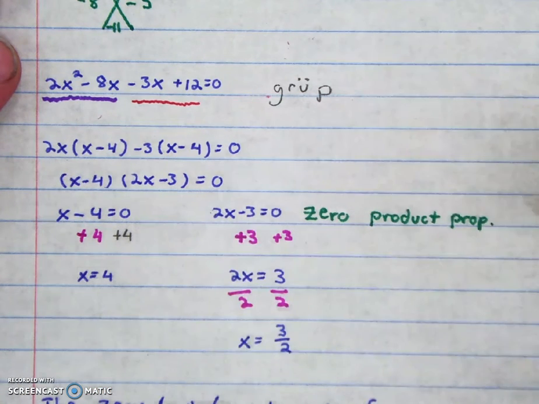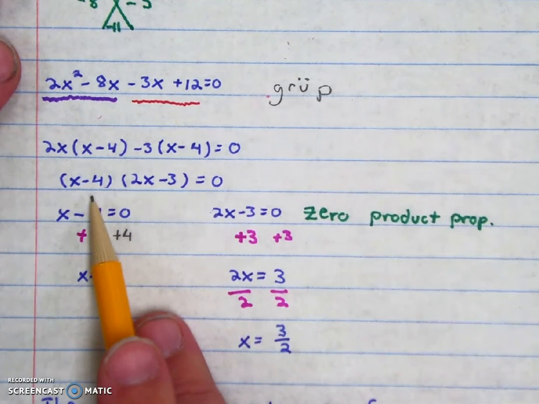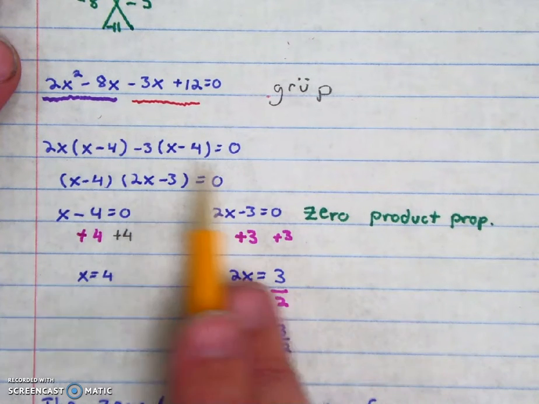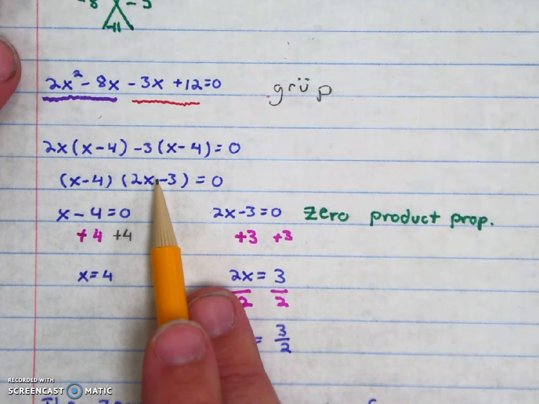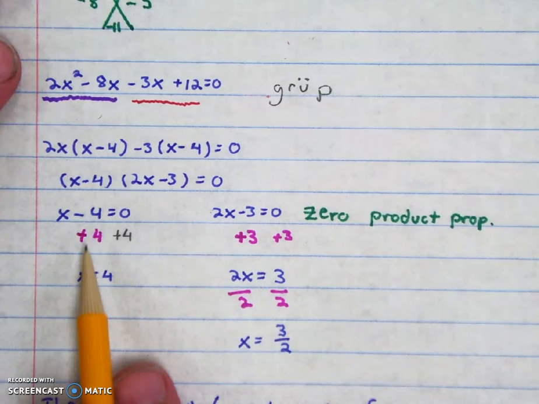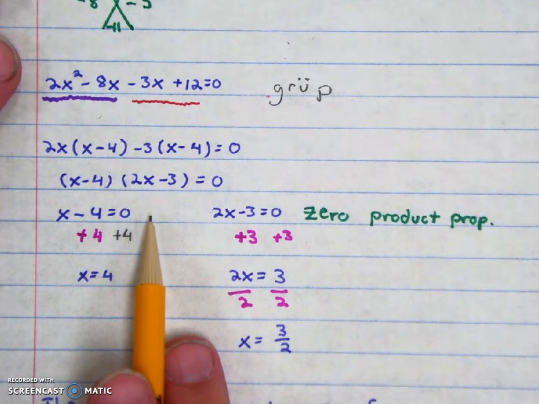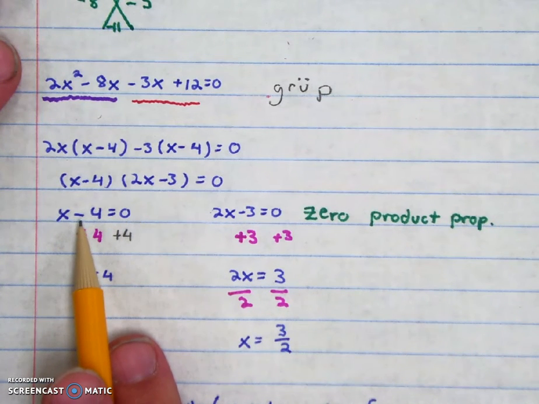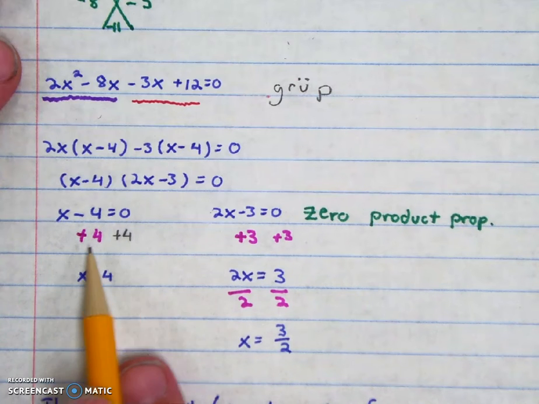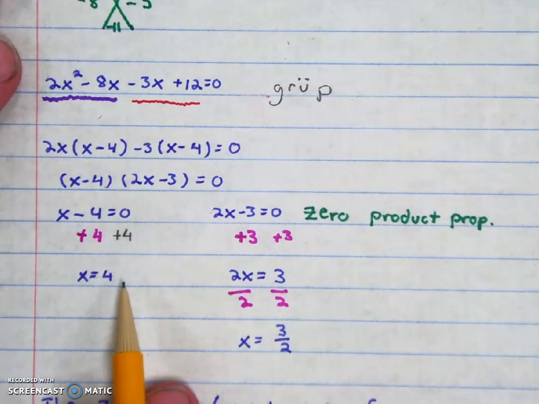Well, we know we can apply the zero product property now because 0 times anything is 0, and anything times 0 is 0. So we have x minus 4 equals 0. What's the inverse operation of subtraction? It's addition, so we can add 4 to both sides. So we get x equals 4.